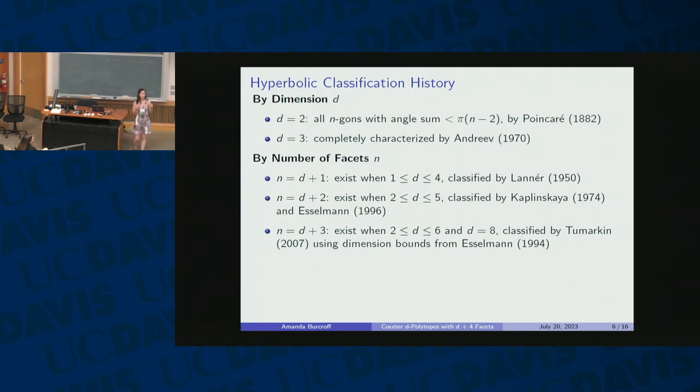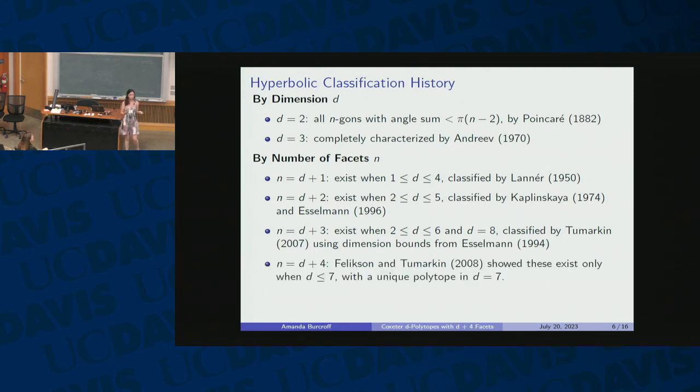Now, when the number of facets is d plus 2, this classification didn't come until almost 50 years later, given by Kapelinskaya and Esselman, and these arise in dimensions 2 through 5. More recently, we have the classification when the number of facets is d plus 3, given by Pavel Tumarkin in 2007. And these use dimension bounds from Esselman that were given in 1994.